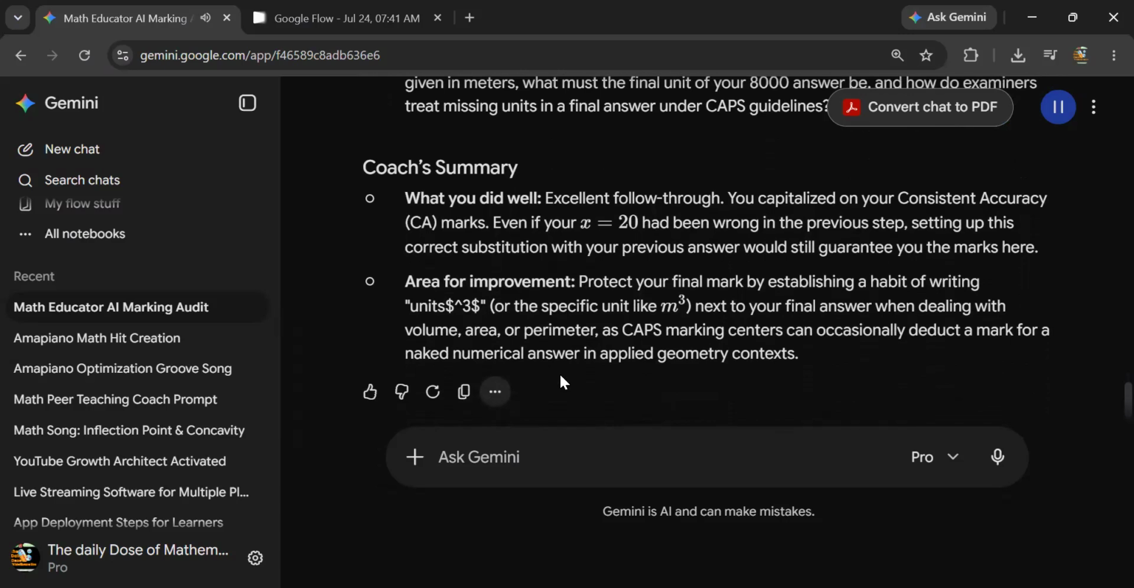Coach's summary. What you did well: excellent follow-through. You capitalized on your consistent accuracy, CA, marks. Even if your x equals 20 had been wrong in the previous step, setting up this correct substitution with your previous answer would still guarantee you the marks here. Area for improvement: protect your final mark by establishing a habit of writing units cubed, or the specific unit like m cubed, next to your final answer when dealing with volume, area, or perimeter, as CAPS marking centers can occasionally deduct a mark for a naked numerical answer in applied geometry contexts.